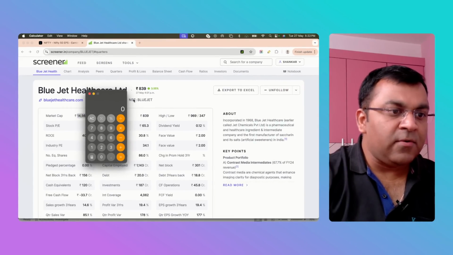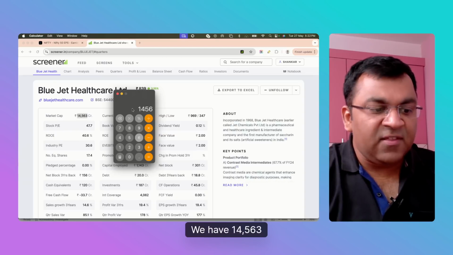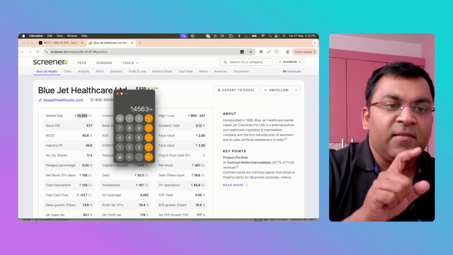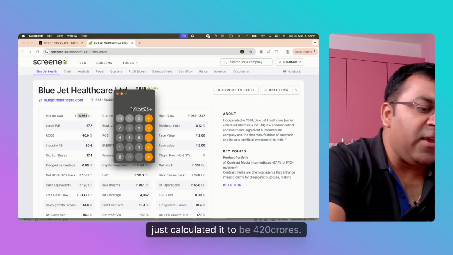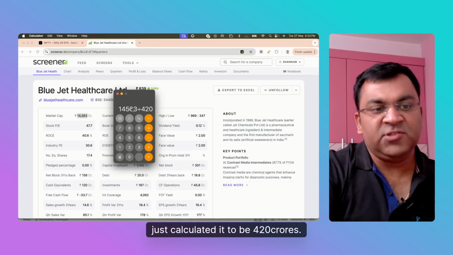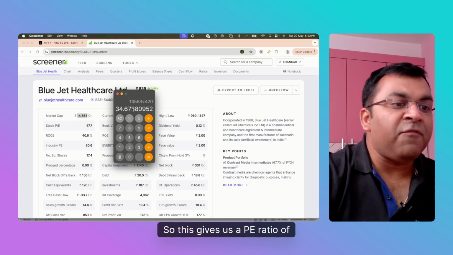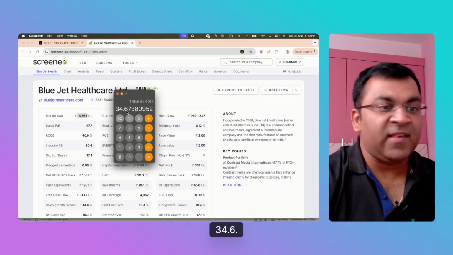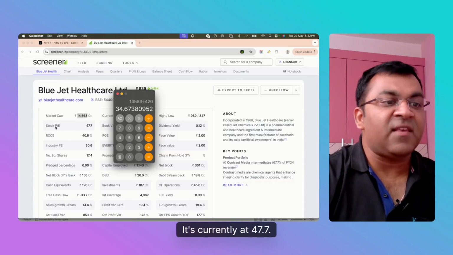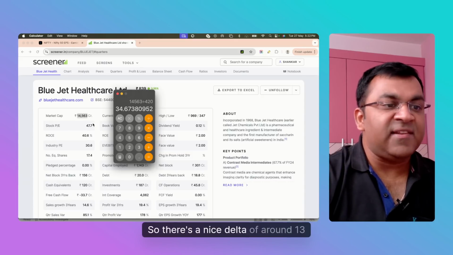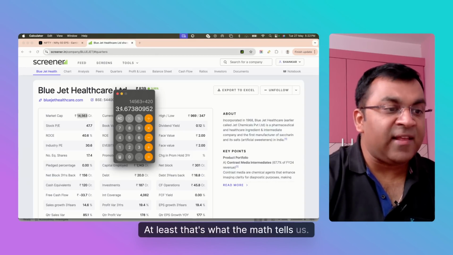Okay, so what do we have? We have 14,563 divided by the projected profit of the company, which we've just calculated to be 420 crores. This is for the entire year. So this gives us a PE ratio of 34.6. And what's the current stock PE ratio? It's currently at 47.7. So there's a nice delta of around 13 in terms of a PE ratio. At least that's what the math tells us.